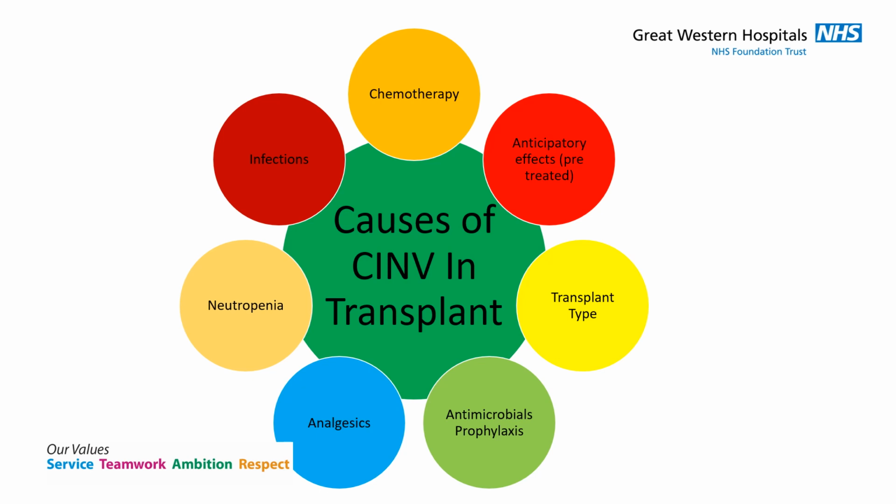And then you've got neutropenia. For patients who are neutropenic, their whole immune system is depleted, and that in itself can make them more susceptible to things like nausea and vomiting.